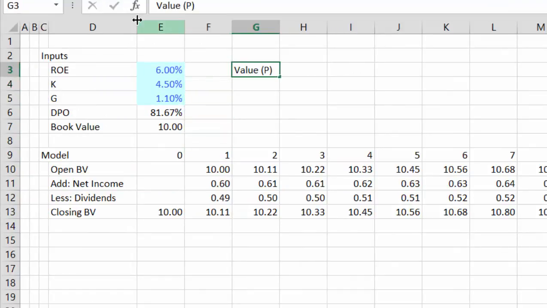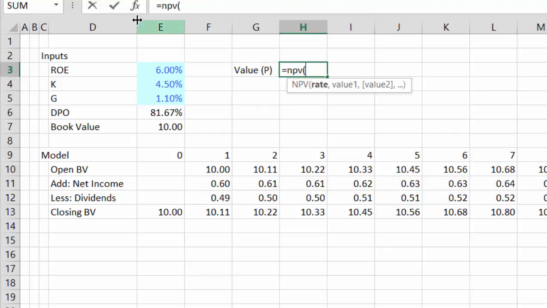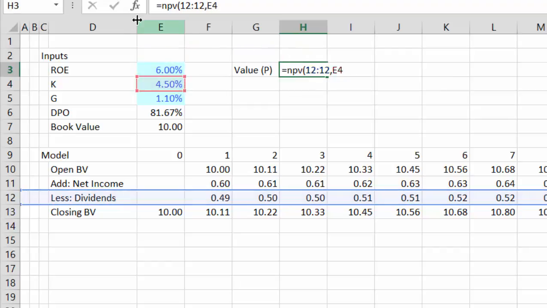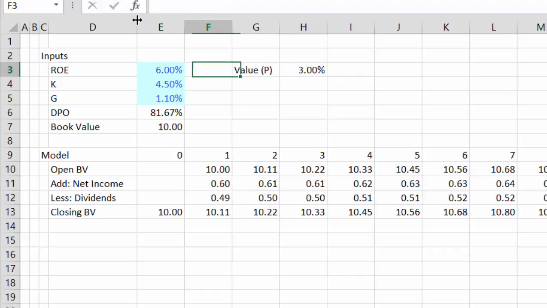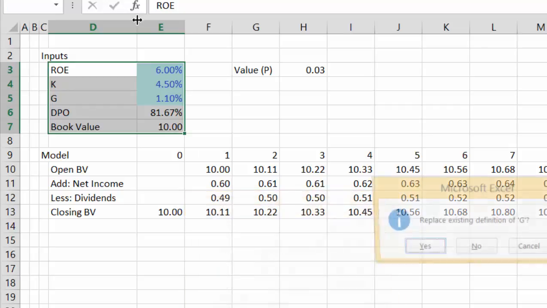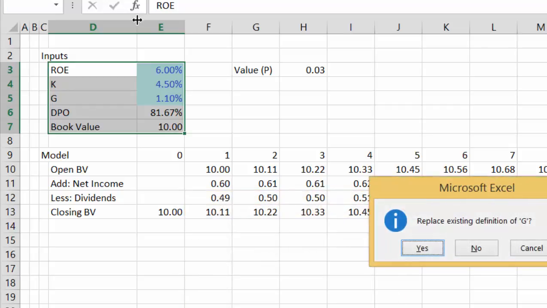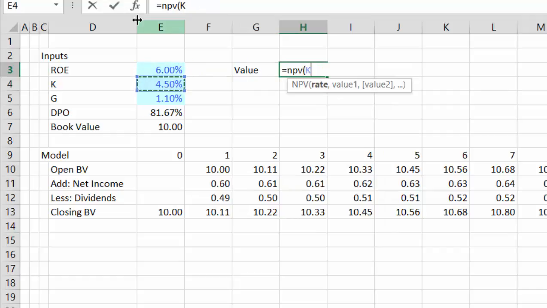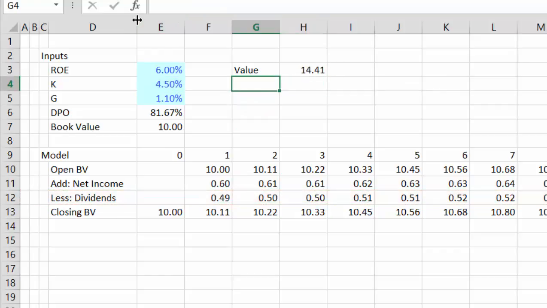This is our P, and this has the dividends discounted at the cost of capital. Here's what my friend Oki said: why don't you name some of those ranges? Well, I already named it, I guess. So we put NPV, and we take all the dividends, and that's our value, our P.